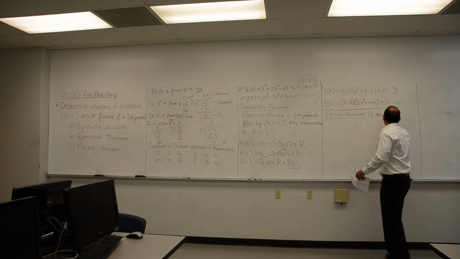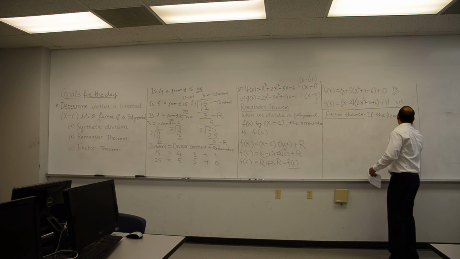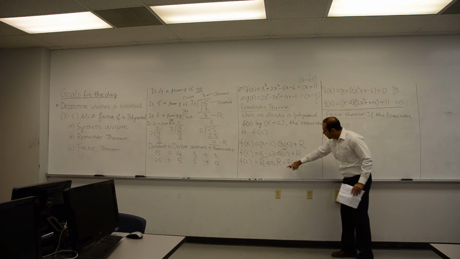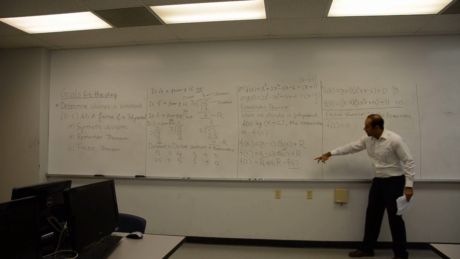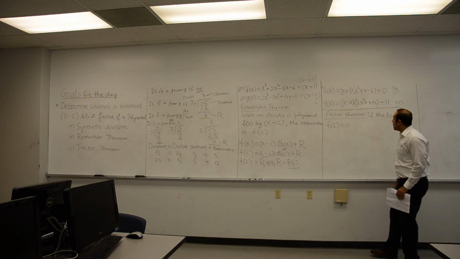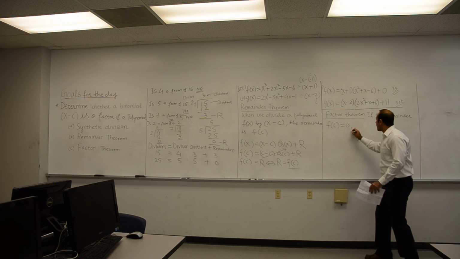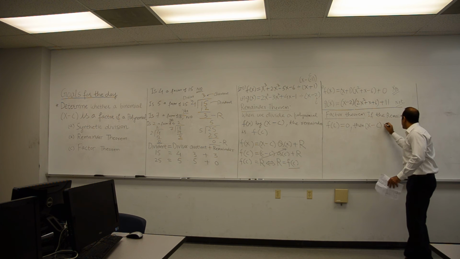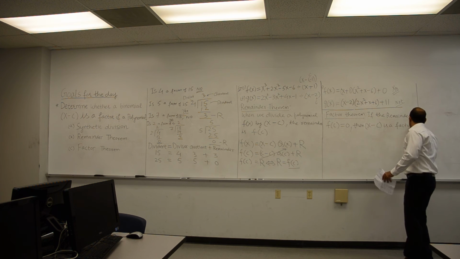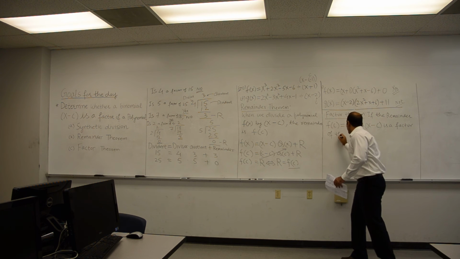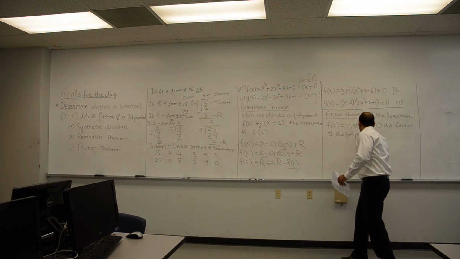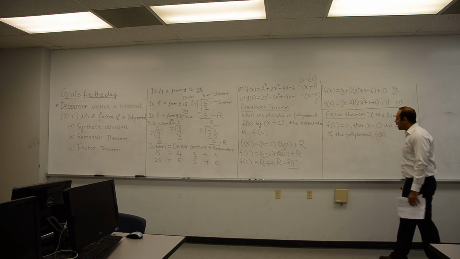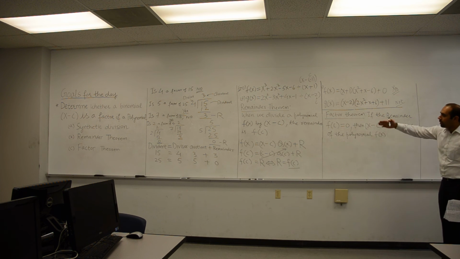If the remainder f of c equals 0, and we already know from the previous work on the remainder theorem that f of c is our remainder, so f of c equals 0, then the binomial x minus c is a factor of the polynomial f of x. And that's what we did observe in all these four examples.